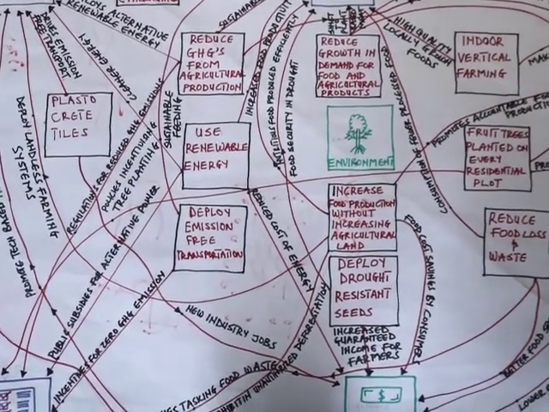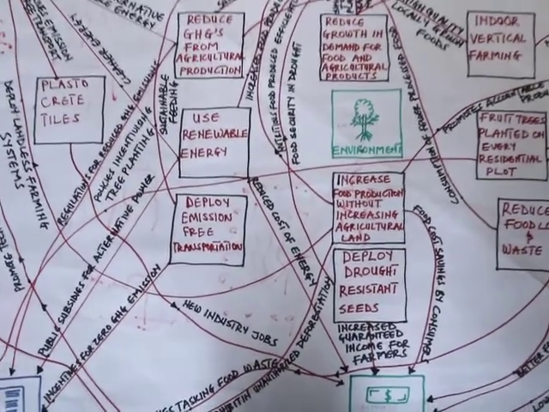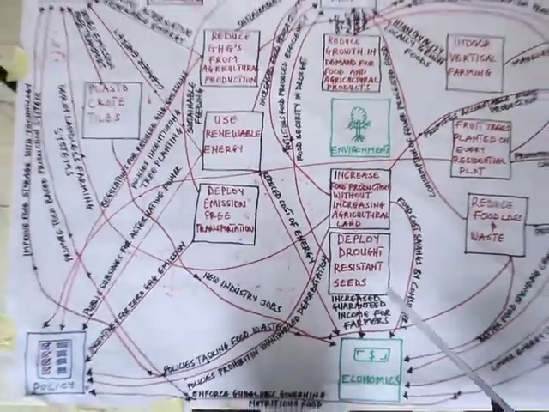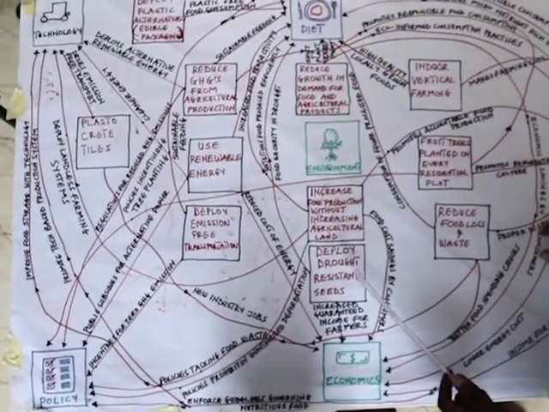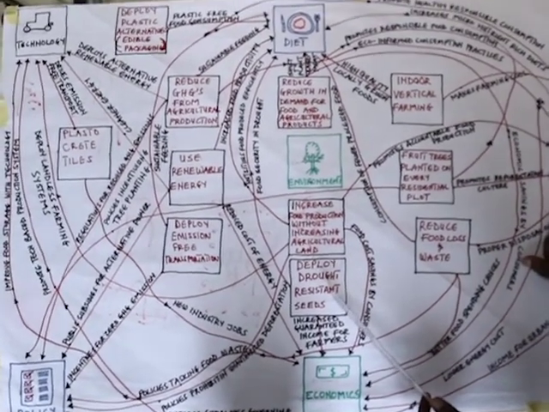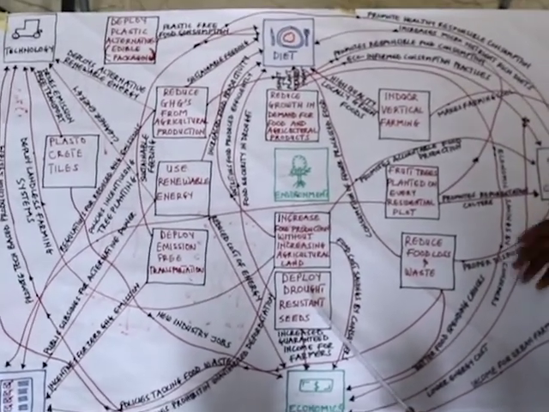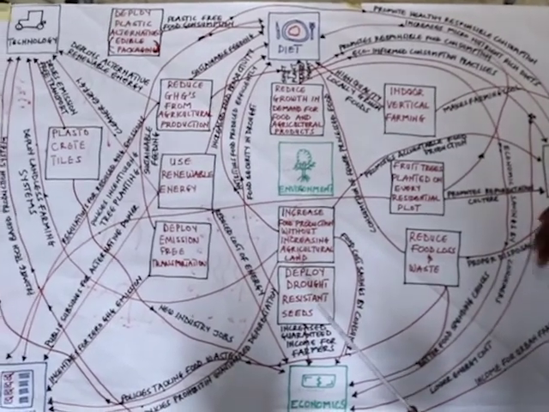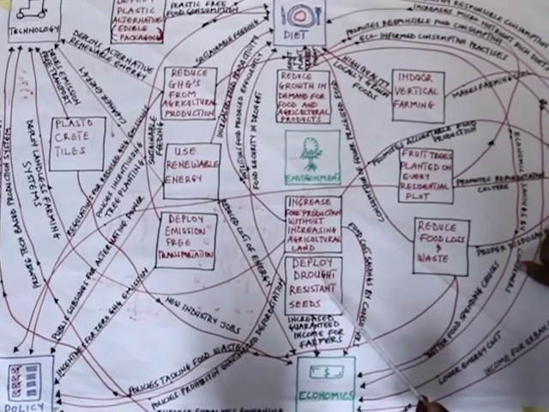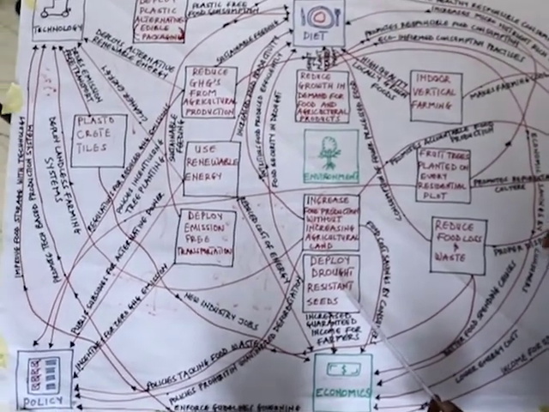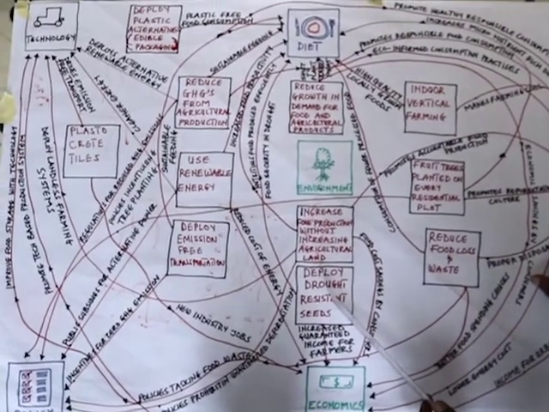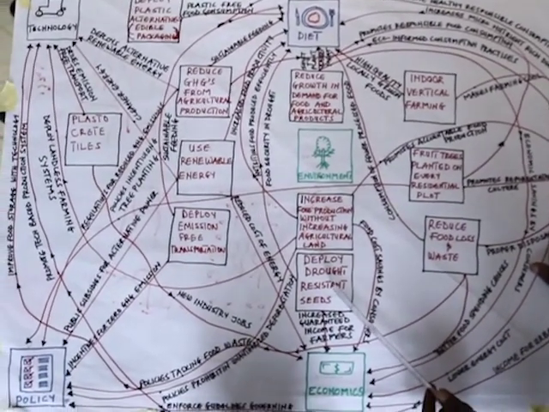Some of the trade-offs that we project to see is that with the deploying of drought-resistant seeds, it might reduce biological diversity of the fruits or some of the crops that we consume or that we use as our nutritional sources in our diets. And so it's one of the trade-offs that we have identified.